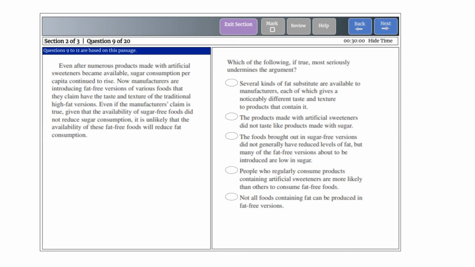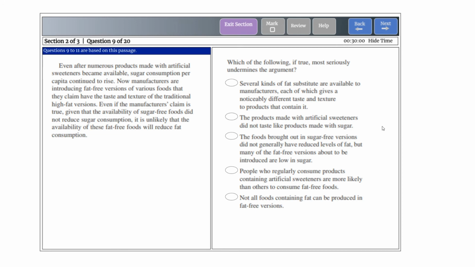Taking a look at this first question, we won't read through the whole thing, but that last line is very important. Right here it says, even if the manufacturer's claim is true, given that the availability of sugar-free foods did not reduce sugar consumption, and this is the conclusion, it is unlikely that the availability of these fat-free foods will reduce fat consumption. So the author has made the argument that it is unlikely that the availability of fat-free foods will reduce fat consumption. That is what we are looking to respond to.